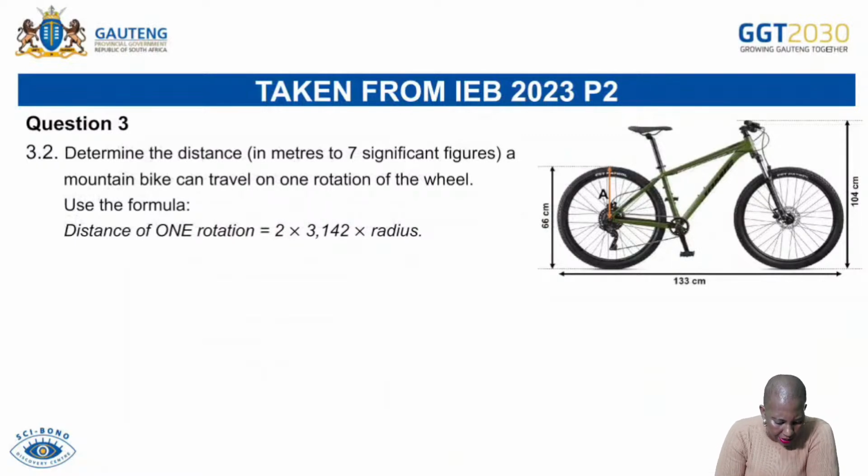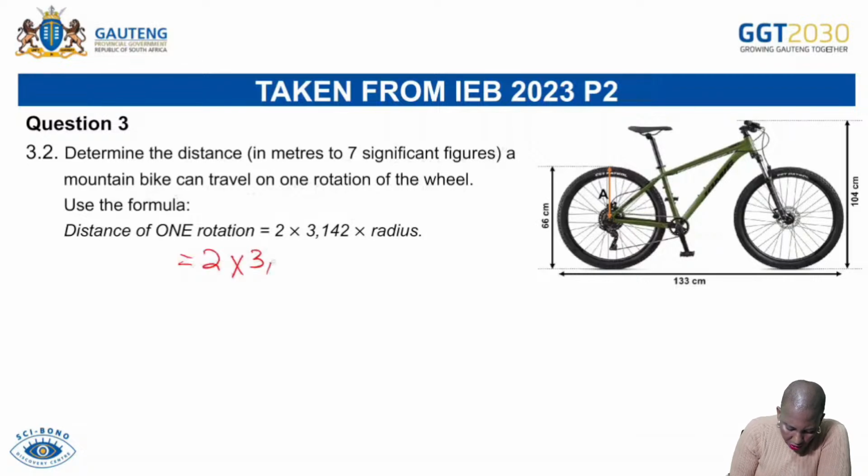Now the second question says, determine the distance in meters to the seven significant figures. So it means there must be 7 digits. A mountain bike can travel on one rotation of the wheel. Use the formula distance rotation. You are given the formula. Quickly, let's do the substitution. It will be 2 times 3,142 times our radius.